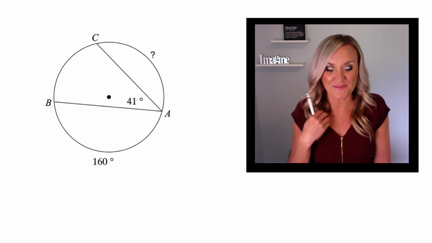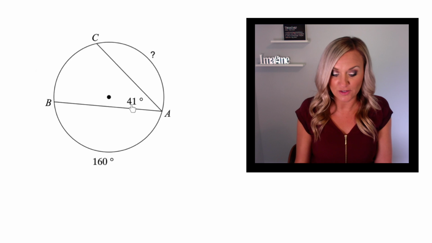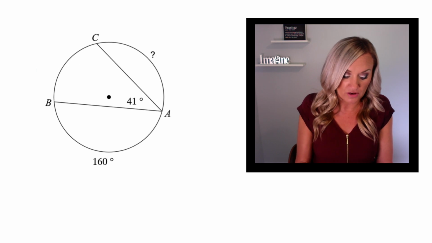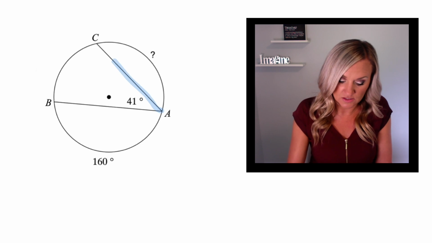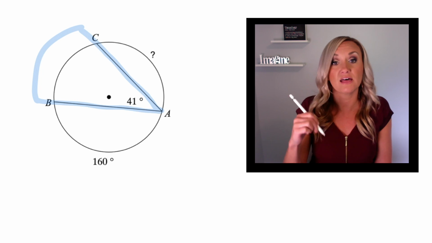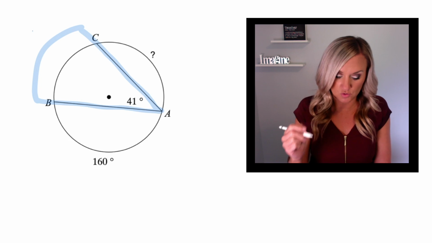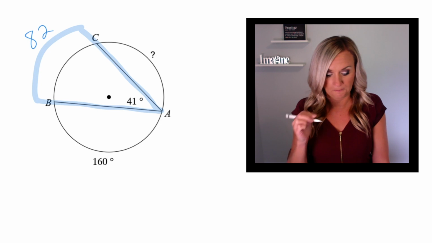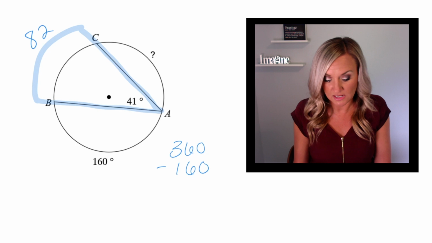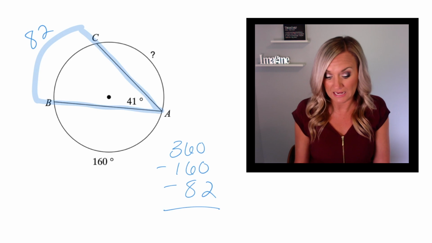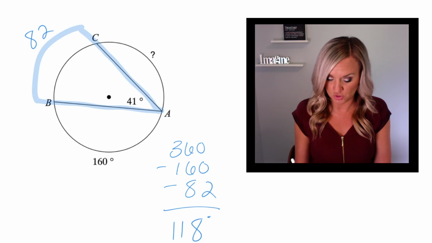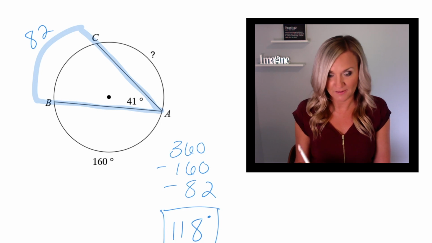Okay, hi guys, welcome back. So I'm hoping that you noticed the inscribed angle here is 41. So therefore, you decided to draw out your 2 lines, and then you noticed that arc BC is going to be 82. And then from there, you can start with the 360 and subtract out the 160 and subtract out the 82, and that leaves us with the remaining arc, and that is going to be 118 degrees.